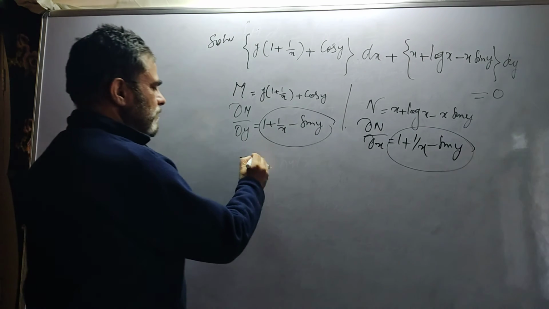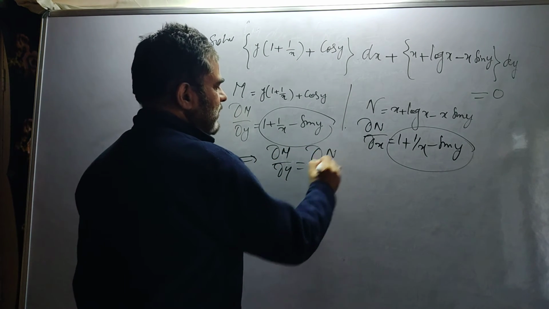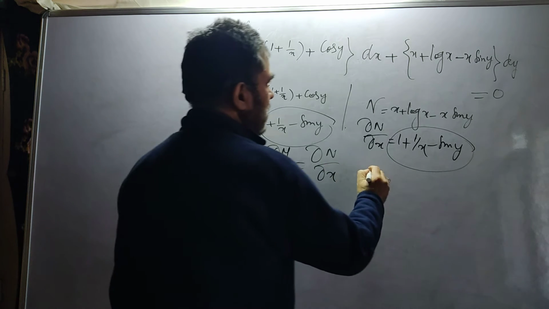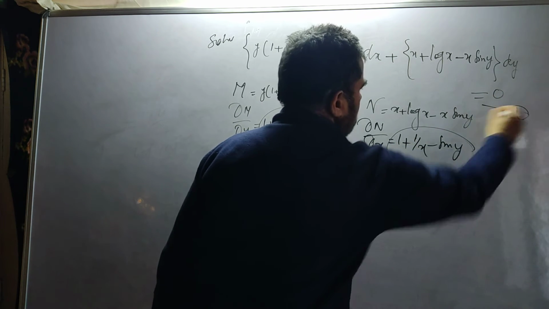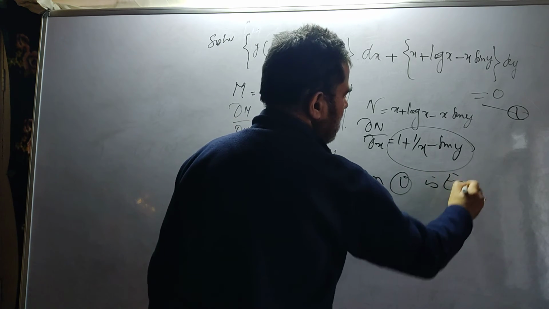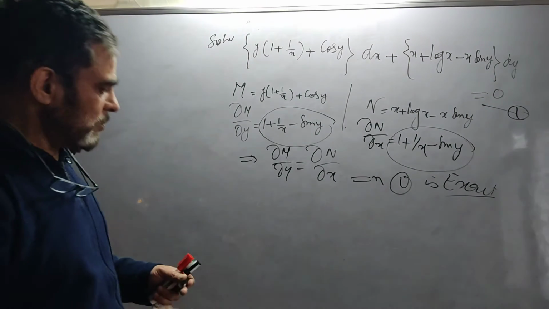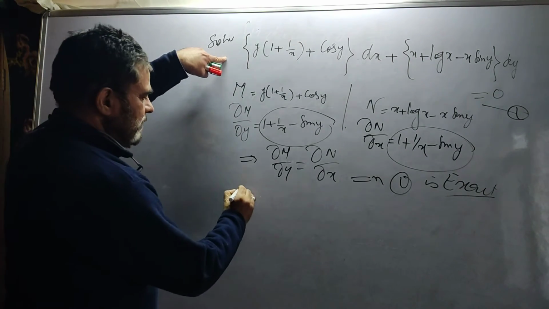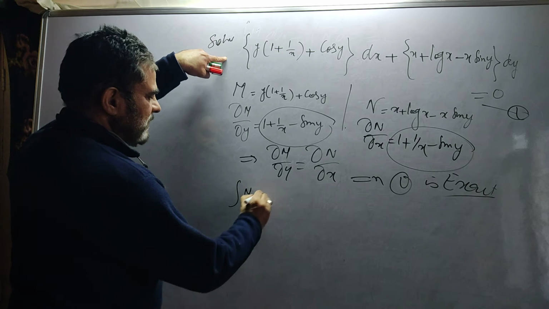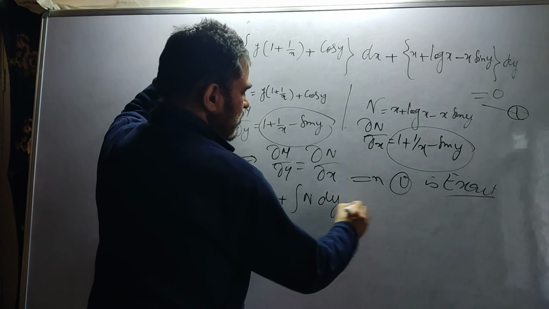So what does this mean? Partial of M with respect to y is partial of N with respect to x. So it means the equation is exact. When it is exact, you know the solution, how we go. We write the solution: integral of M dx plus integral of N dy is equal to c.